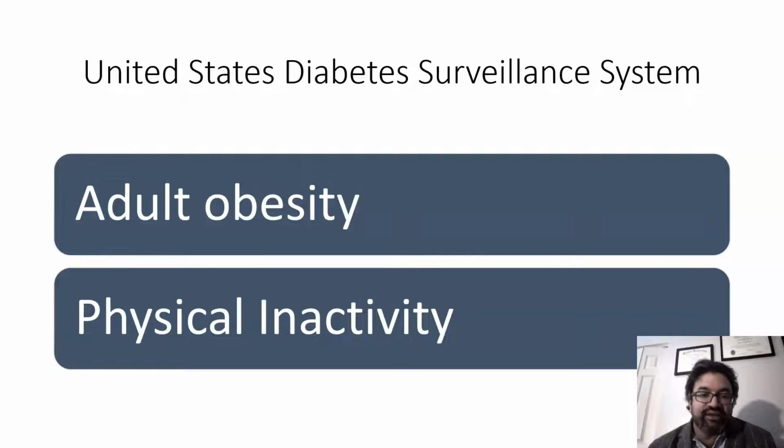So here, the United States Diabetes Surveillance System has two major measures: adult obesity and physical inactivity.